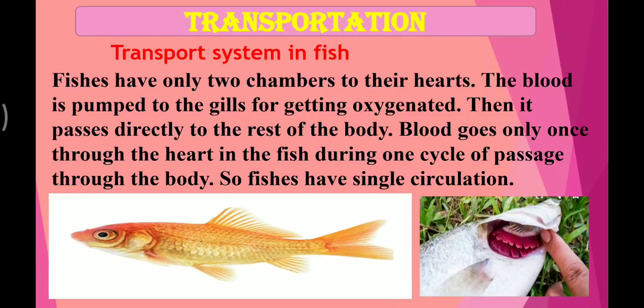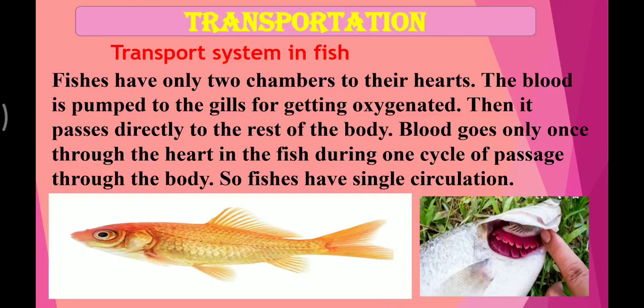With 2 chambers, the blood is pumped to the gills for getting oxygenated. When water passes through the gills, this blood absorbs the oxygen and again the water comes out. From the mouth to the gills, through the gills it comes out. Then it passes directly to the rest of the body.